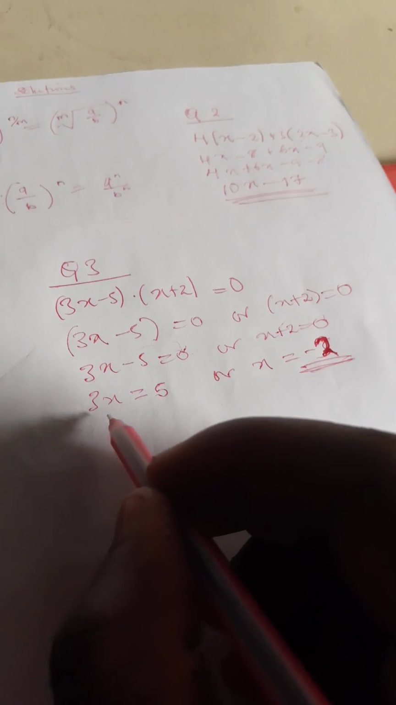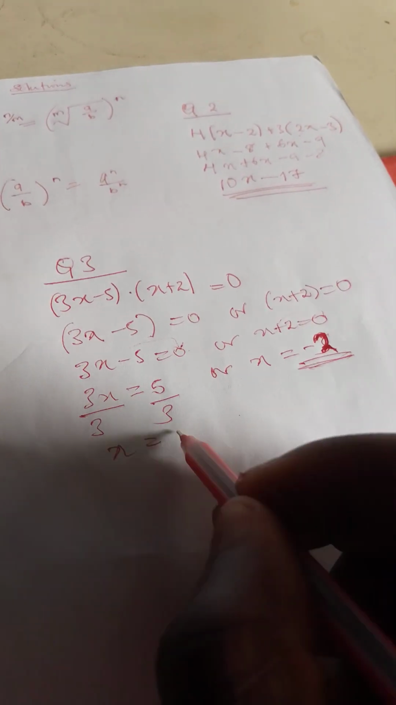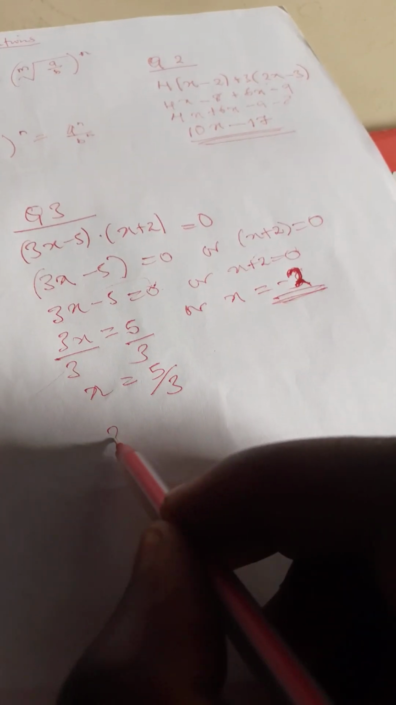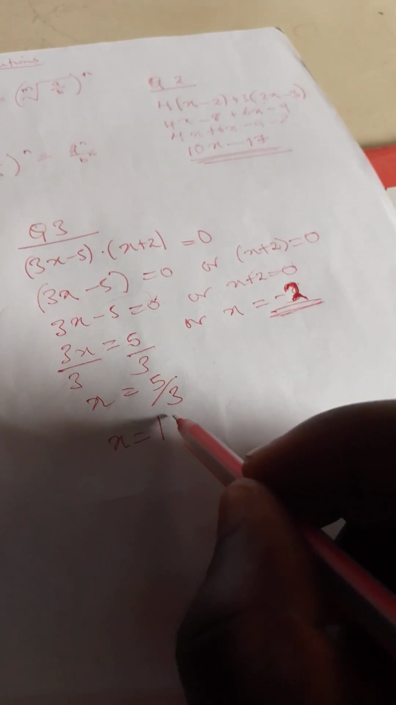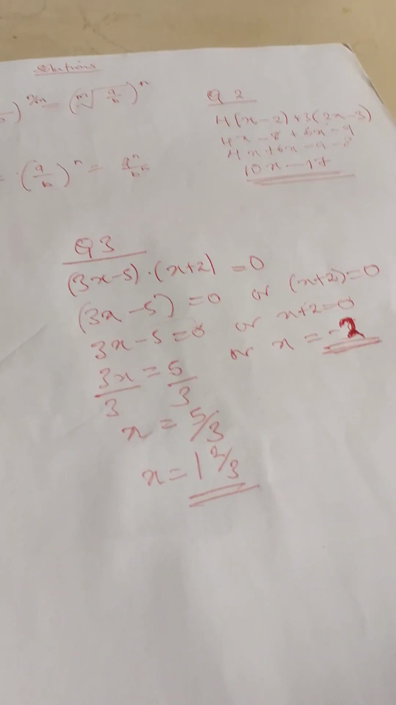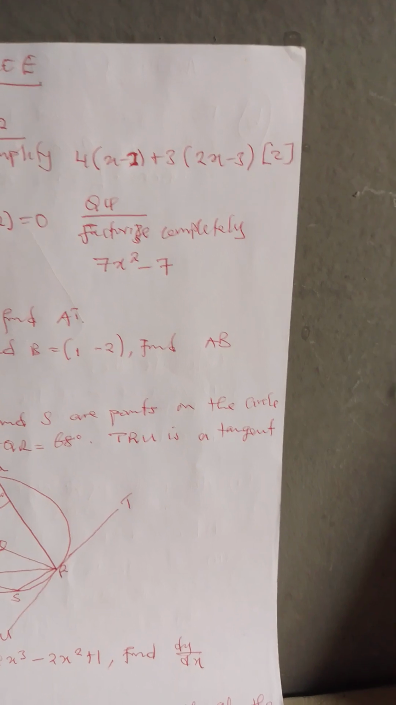Negative 2. So this is one value of x, which is negative 2. Then when you solve this one, you just divide by 3, then x is 5 over 3. Since it is an improper fraction, you can express it as a mixed fraction, to say it is 1 remainder 2 over 3 as a mixed fraction. So that is the solution for question 3. Then we go to question 4.